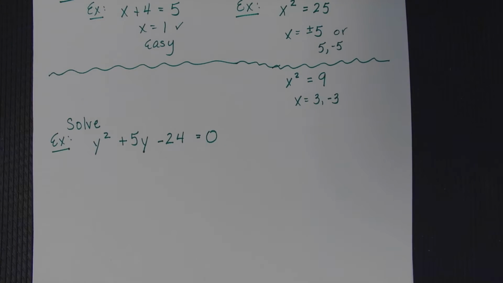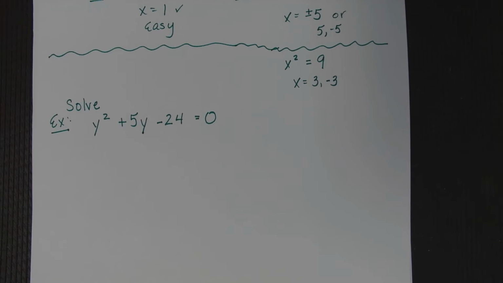Directions are solve: y squared plus 5y minus 24. You could put this in your calculator, right? Tuesday, we put it in y equals. In fact, I'm going to do it.